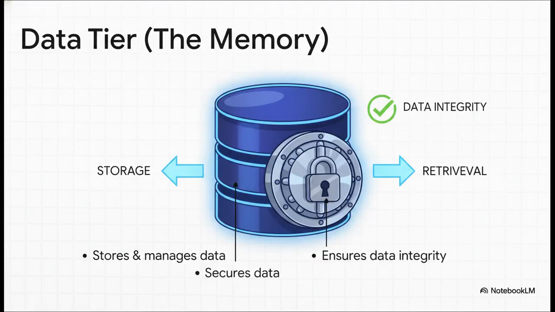And finally, we get to the data tier. I like to think of this as the application's long-term memory. Its job is to store, manage, and protect all the precious data. This is where the database lives, and honestly, making sure that data stays safe and correct is its most important job. And this tier, this is what we're going to geek out on for the rest of this explainer.